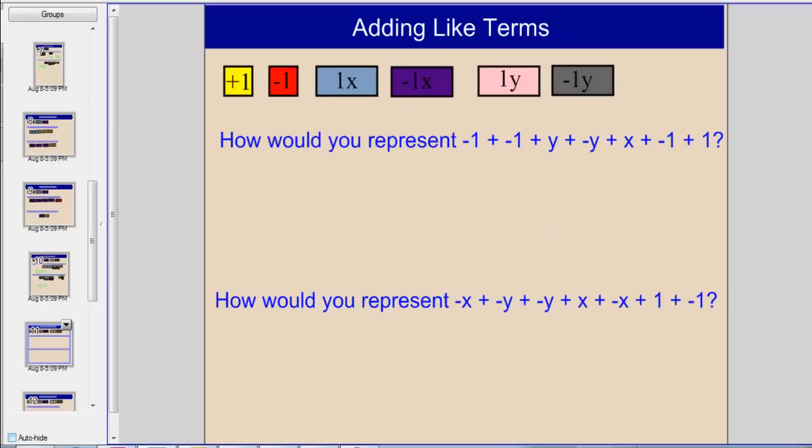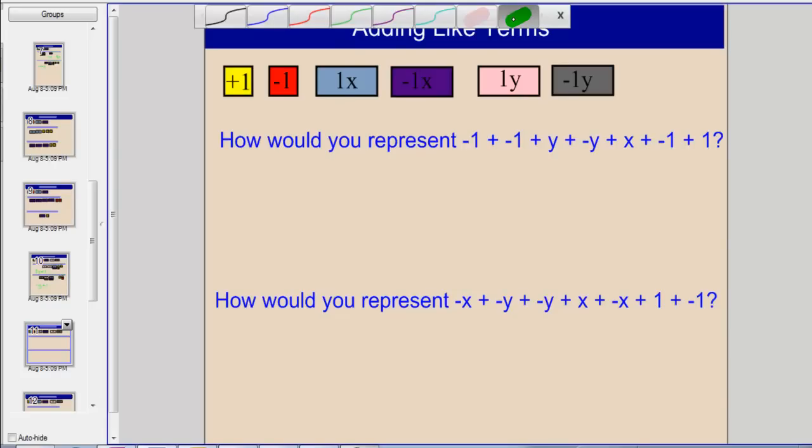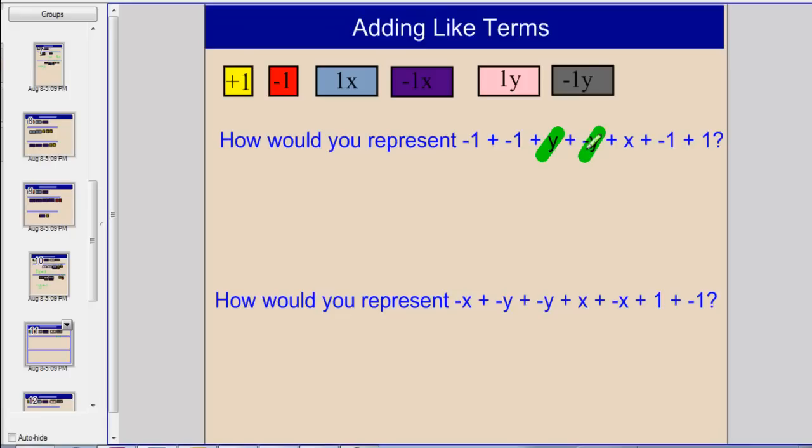Here's some more examples. Let's just do these with the numbers instead of dragging. So I think you probably have that down by now. So we have a y and a negative y that cancel. You see anything else that cancels? Negative 1 and a 1. So what are we left with? We're left with 1x. So we can write that as x or as 1x plus what? Negative 2. Because negative 1 plus negative 1 is negative 2.